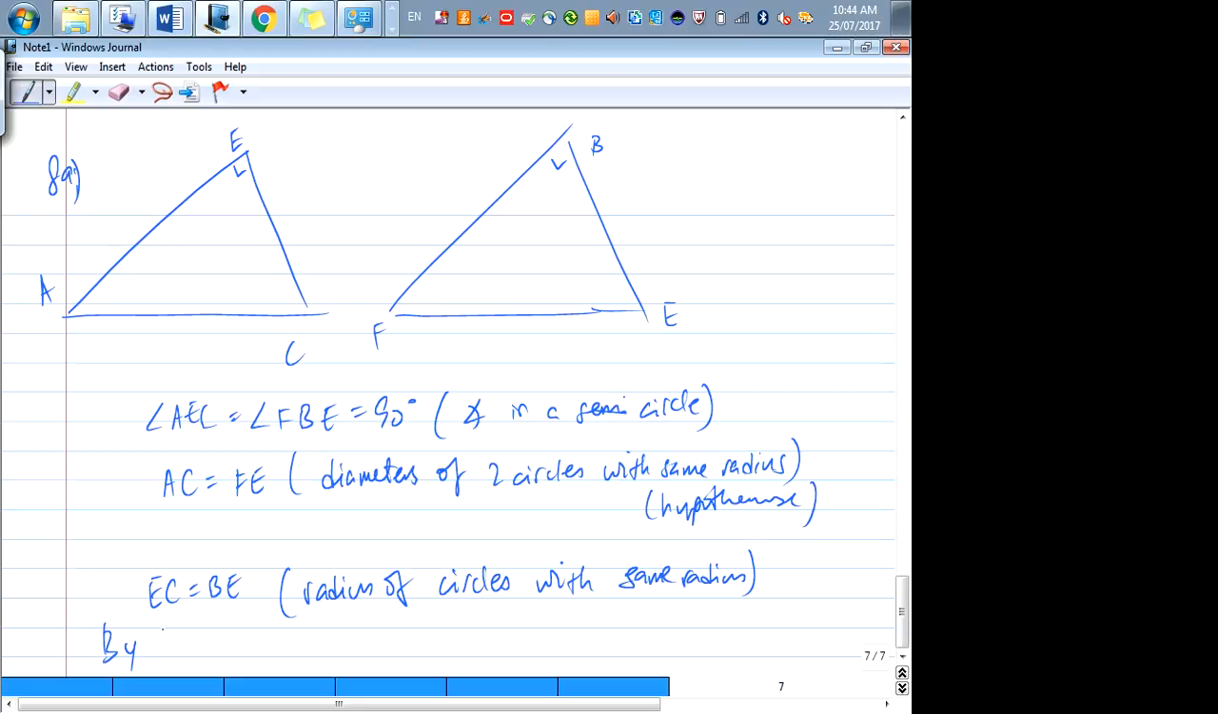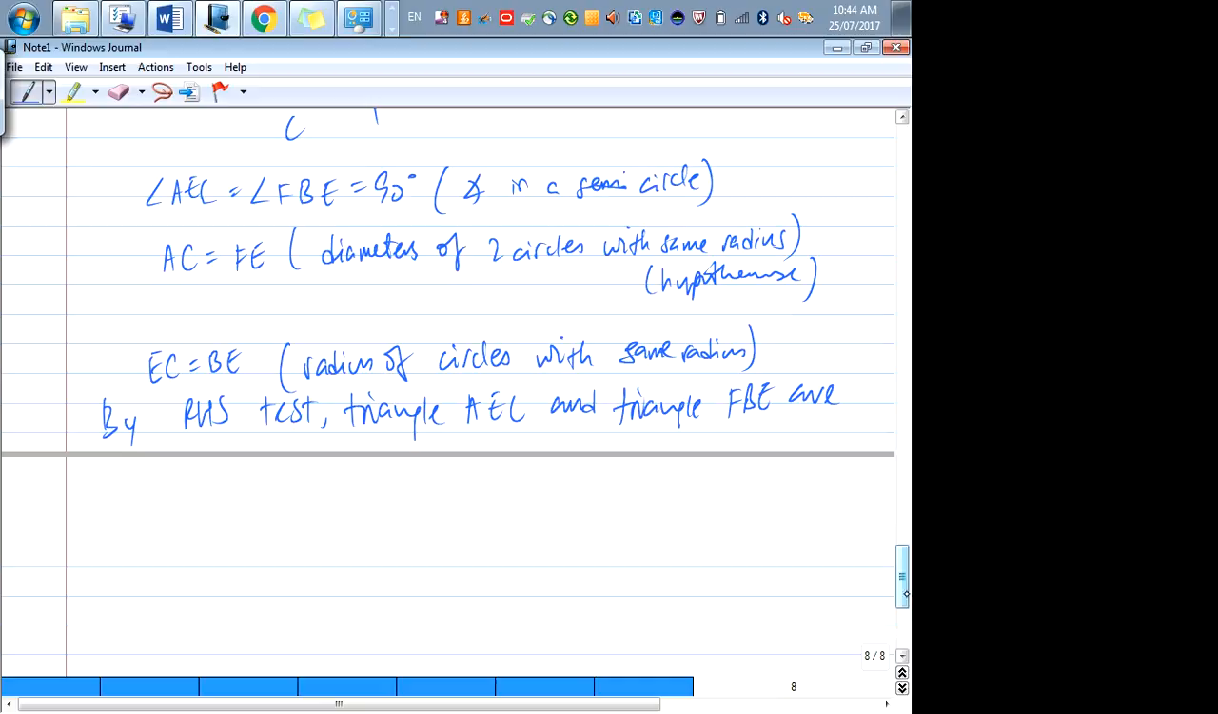So by your RHS test, triangle AEC and triangle FBE are congruent. A lot to write, you need to write it. No short form for triangle, no short form for the word congruent. Then part 2, another triangle that is congruent, BFD. We can use the same test to prove that they are the same.